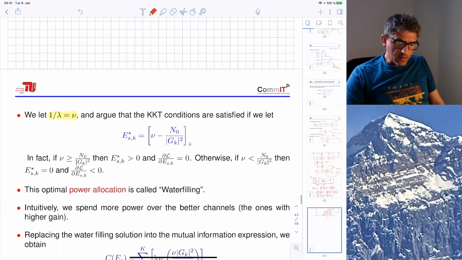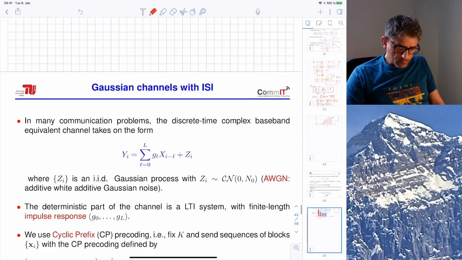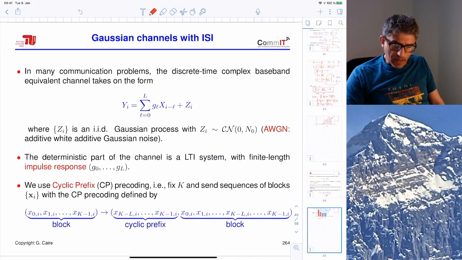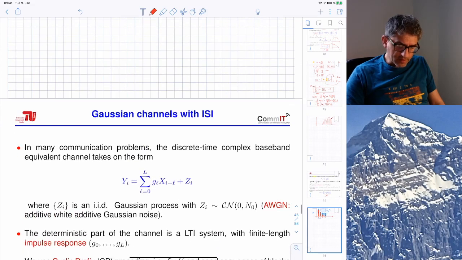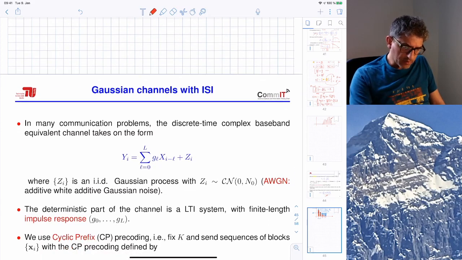Okay, so now after this preamble, we are going to look specifically at how this is done for a class of channels that is now very close to a physical model. The class of channels is the so-called Gaussian channel with intersymbol interference, where basically the channel is represented in discrete time as a discrete time linear system with a certain impulse response, and therefore the input-output relation of the channel is this.